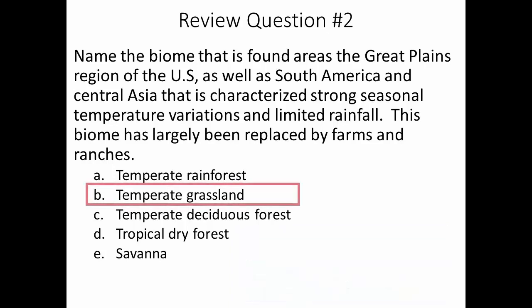If you said B, temperate grasslands, you're correct. The clue of limited rainfall should have helped you eliminate all options that included a forest. The clue of Great Plains should have helped you recognize this biome is the temperate grassland.